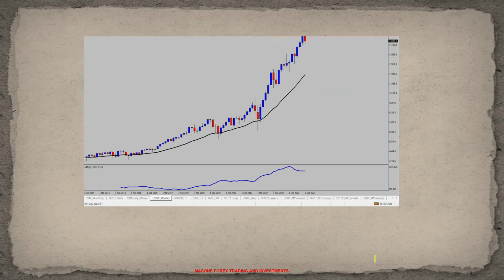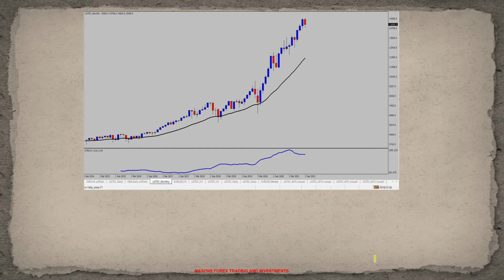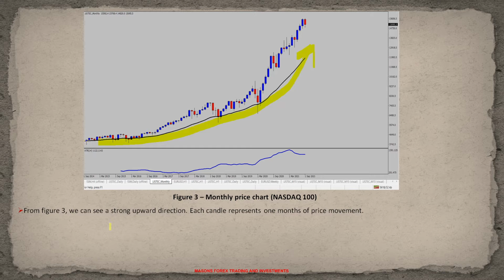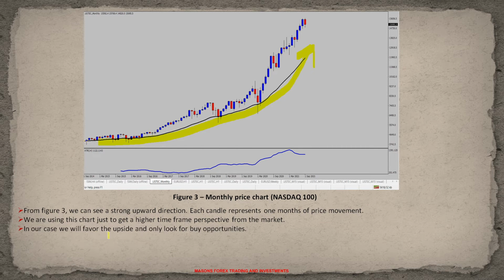Let's move on further. We have a monthly chart shown here. As you can notice, price is moving in a strong upward trend. Each candle represents 1 month of price movement. We are using this chart just to get a higher time frame perspective from the market. In our case, we will only favor the buy opportunities or favor the upside. We are looking to simplify our technique or strategy, and buying only complements this.